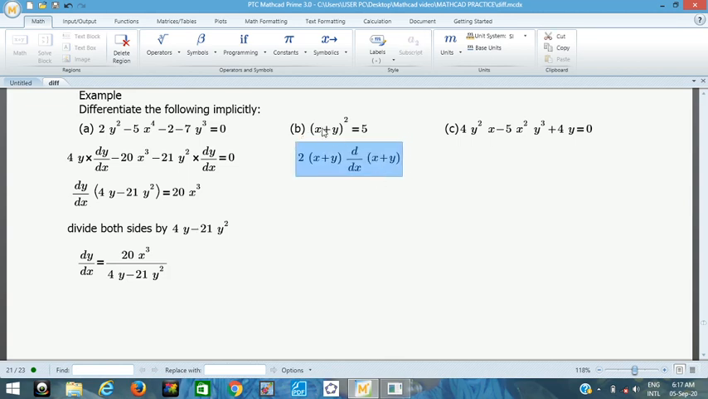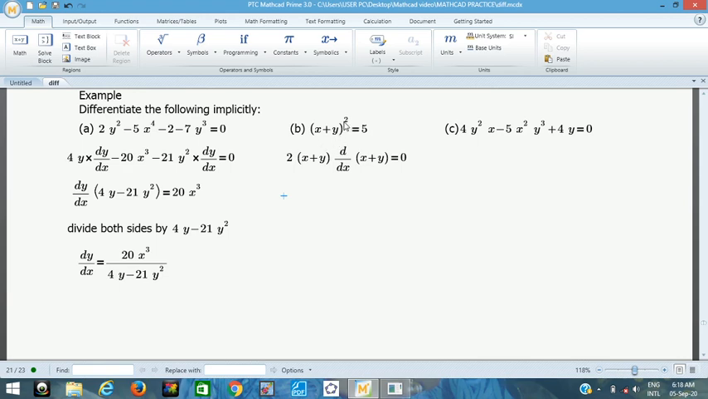So when I differentiate what is inside this bracket now, I'm going to get a result. The differentiation of a constant, which is 5, is going to be 0. So that is the first step of our differentiation. Please remember function of a function. I showed you what to do, or you can use your chain rule method where u is equal to x plus y, then du dx. You can do that, but I don't want to do that now.